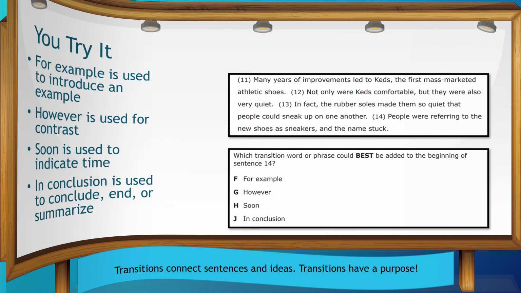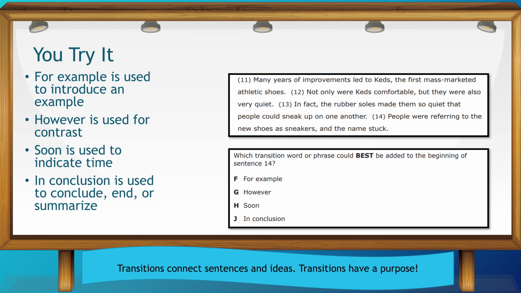Let's look at this example for you to try. Which transition word or phrase could best be added to the beginning of sentence 14? Many years of improvements led to Keds, the first mass-marketed athletic shoes. Not only were Keds comfortable, but they were also very quiet. In fact, the rubber soles made them so quiet that people could sneak up on one another. People were referring to the new shoes as sneakers, and the name stuck.